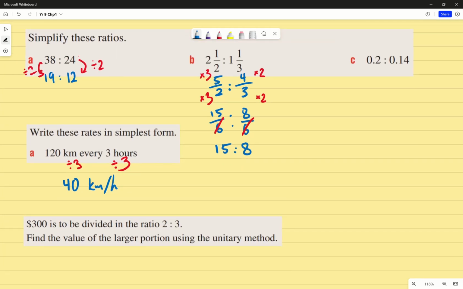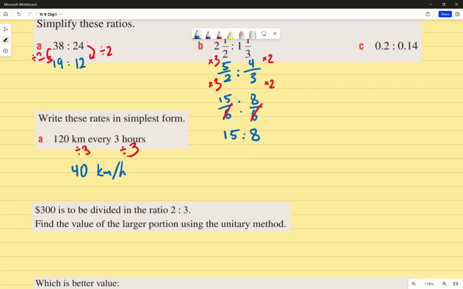Okay, so in this case, it's $300 being divided in the ratio of 2 to 3. Now, how many total parts are there in this? Imagine that we're saying that this side is 2 people and this side is 3 people. How many total people or total parts are there? 5. So what I'm going to do is I'm going to set 300 divided by the 5, which is 60. That is one part. Any questions about that?